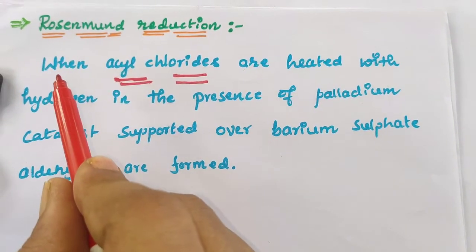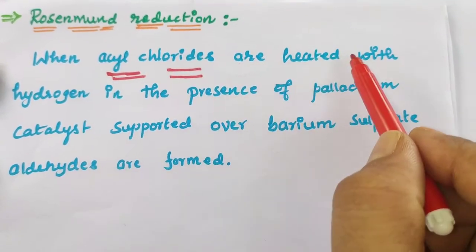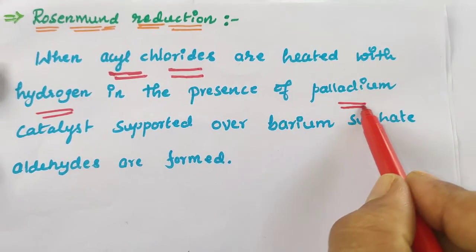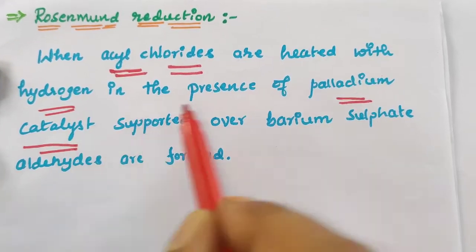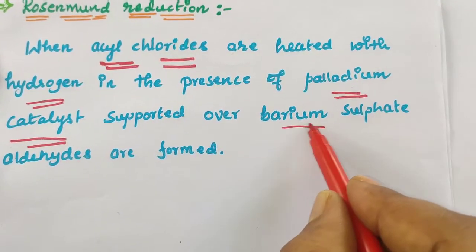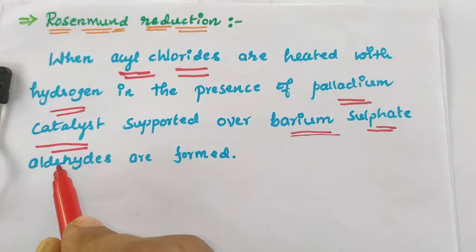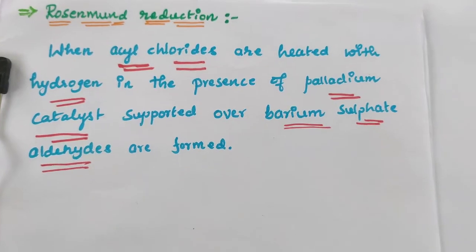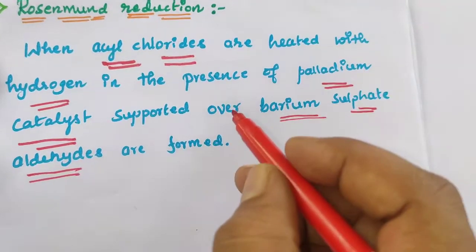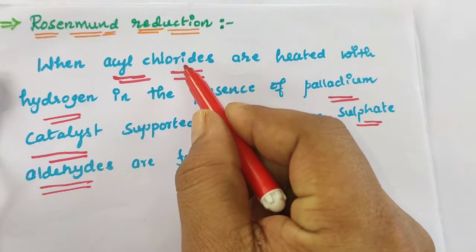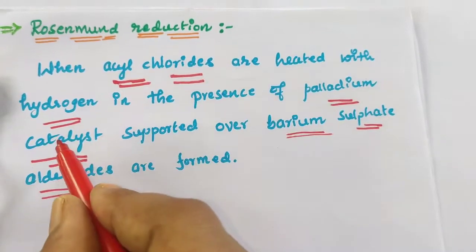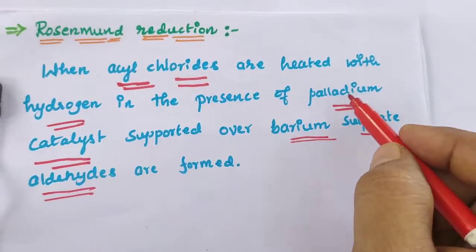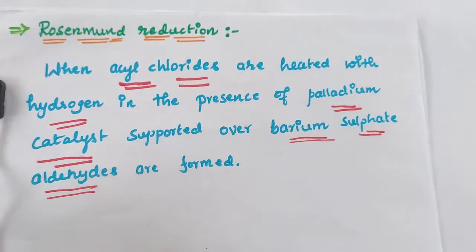When acyl chlorides are heated with hydrogen in the presence of palladium as a catalyst, supported over barium sulfate, the product that forms is known as an aldehyde. So to prepare aldehydes using acyl chlorides, they must be treated with hydrogen in the presence of a catalyst, palladium and barium sulfate.